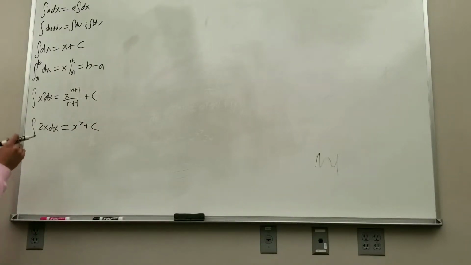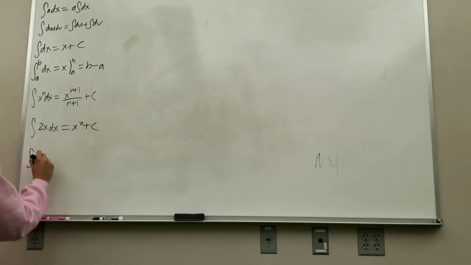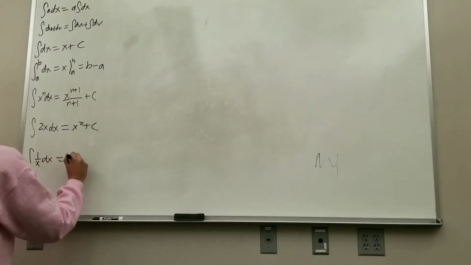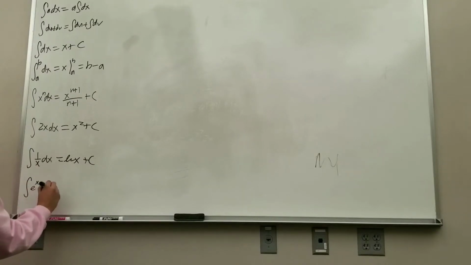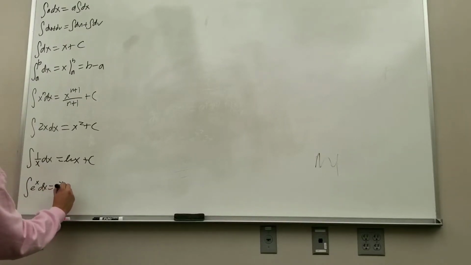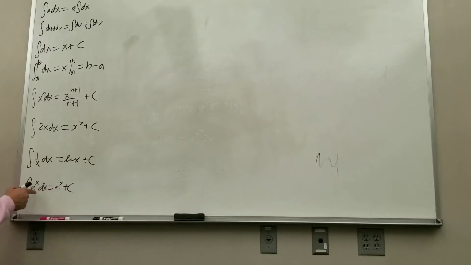And then this works for all powers except for x to the negative 1. So if you have 1 over x dx, this is going to be equal to ln of x, plus c. That should look familiar. If you take the derivative of this, you get 1 over x. And then if you take the integral of e to the x dx, you're just going to get e to the x plus c, because the derivative of that just equals that.